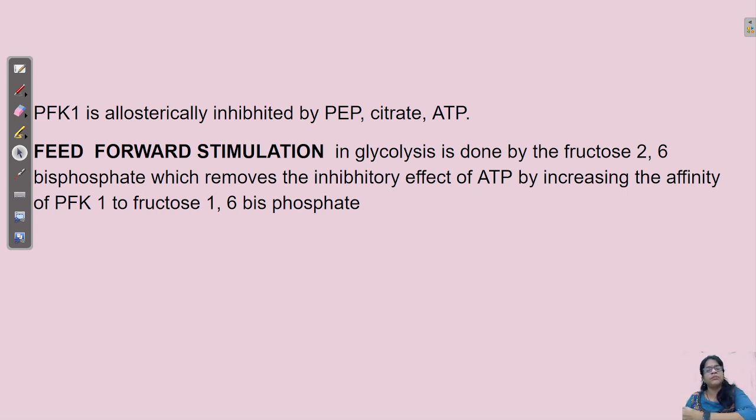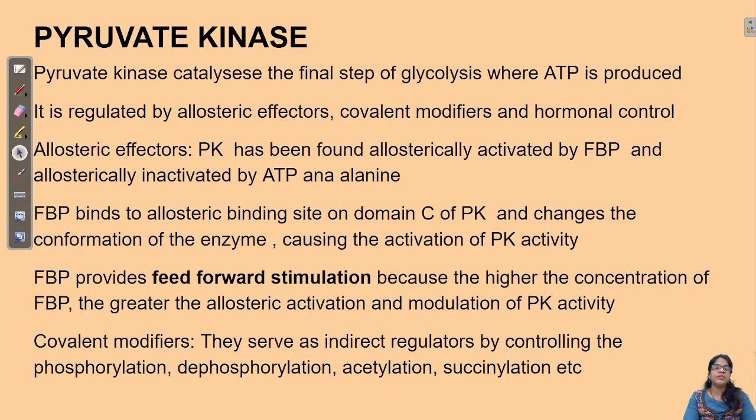So you have fructose 2,6 bisphosphate and fructose 1,6 bisphosphate, but this fructose 2,6 bisphosphate would reduce the inhibitory effect. You know that ATP would reduce the effect of going for glycolysis, but fructose 2,6 bisphosphate would remove that particular inhibitory effect of ATP, and thus PFK1 has a good affinity for fructose 6 phosphate to convert it into fructose 1,6 bisphosphate. Hence glycolysis keeps on continuing. It is called feed forward stimulation. Okay, so this is what I wanted to talk about. That is why PFK is very important for regulation. Okay, so what is next? Pyruvate kinase.